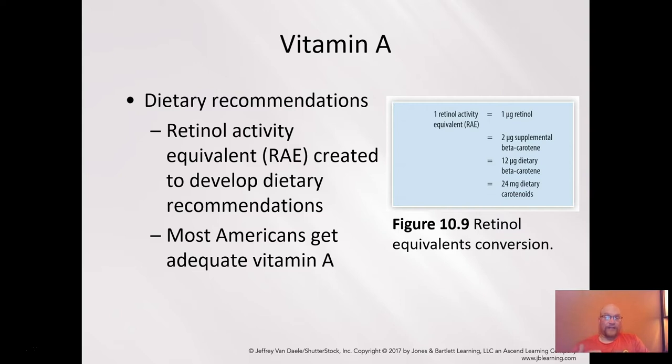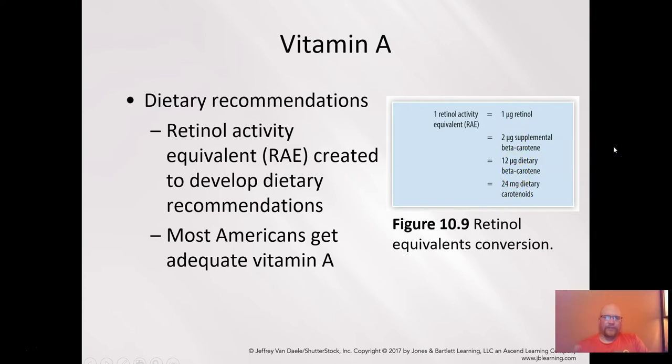The first question actually asks you to figure out how much of one of these, or maybe a couple of them, does it take, again, to equal 1 microgram of retinol. So make sure you understand how this process works.